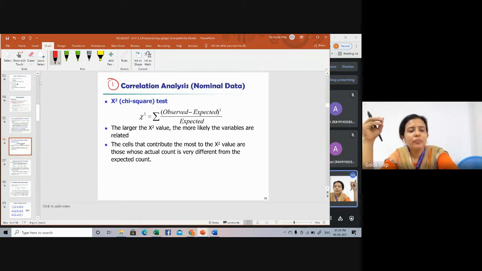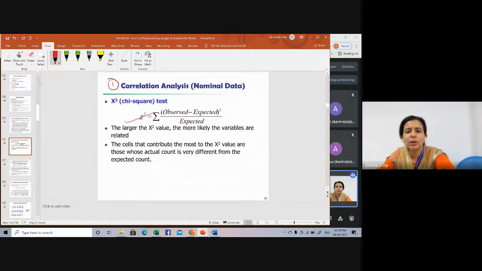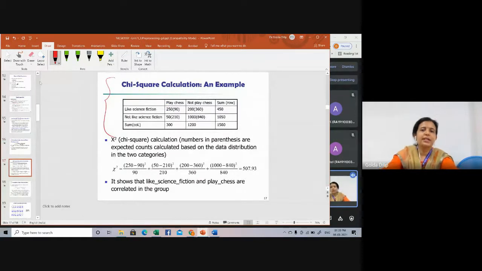For nominal data, the correlation relationship between the two attributes, you can find out by means of the chi-square test. Some equation is given here, but rather than telling this, let me give you an example. A similar one is also mentioned in your textbook. Let's see what this chi-square calculation tells you.